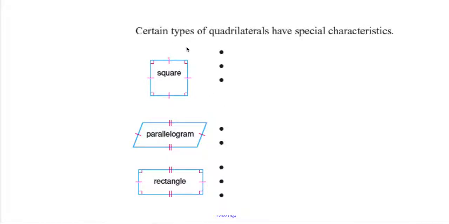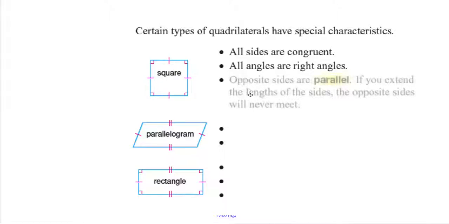Now, certain types of quadrilaterals have special characteristics. Let's take a look at the square. If you notice, the slash marks indicate that all the sides are congruent, and the little square on each corner represents that they are all right angles. So we have all sides congruent, all angles congruent. So in a square, all sides are congruent, all angles are also right angles, and opposite sides are parallel.